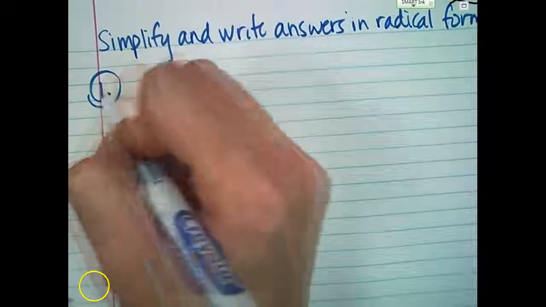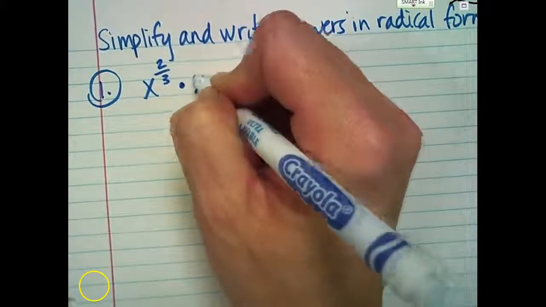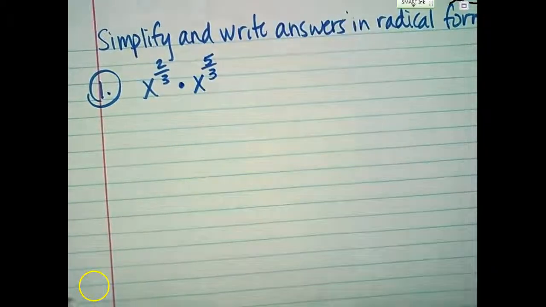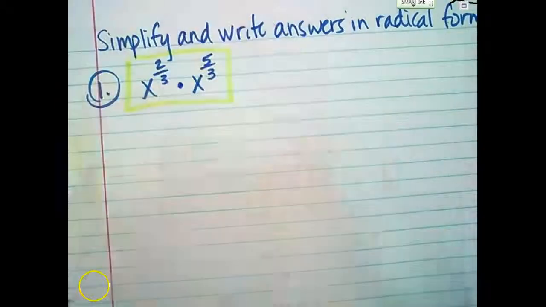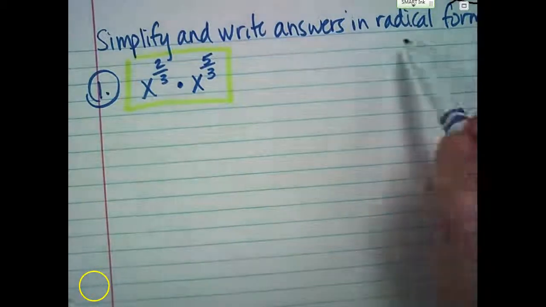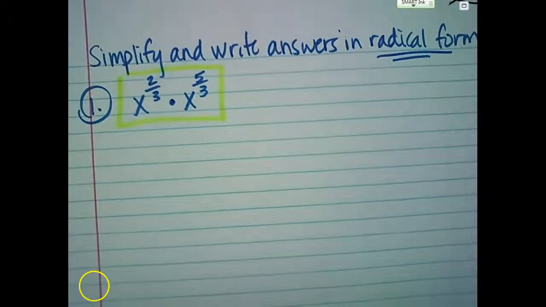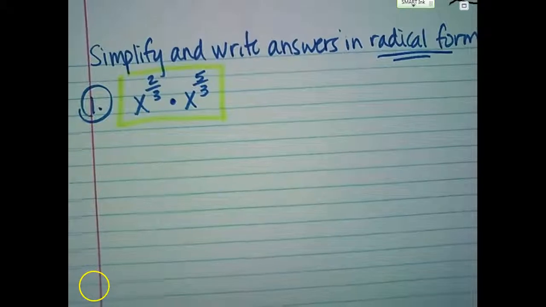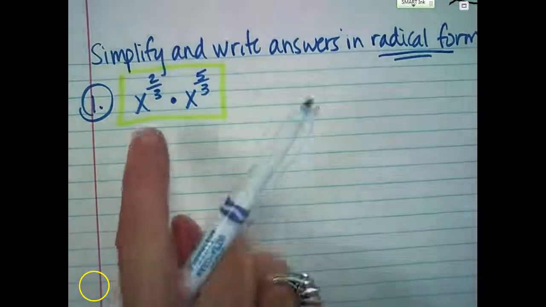Here's number 1. X to the 2/3 times x to the 5/3. What form is that in right now? Excellent. It's exponential. Not really what we're looking for, right? Unfortunately, it wants radical form. So on that note, they have like bases. What's the rule? What if I told you x squared times x cubed? What would the answer be? X to the, yeah, 5th. So these have like bases.